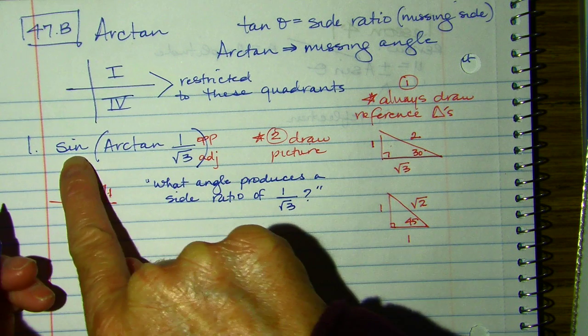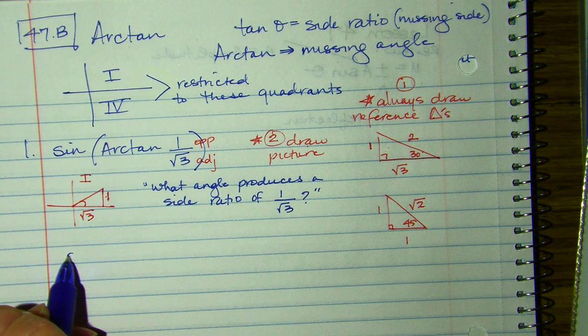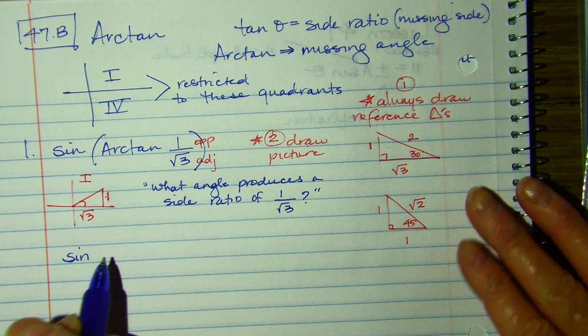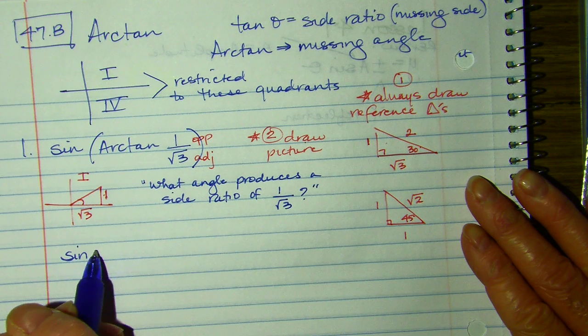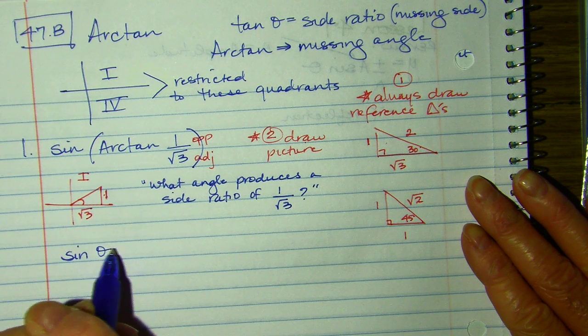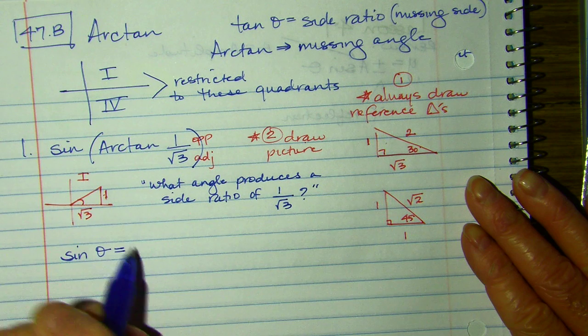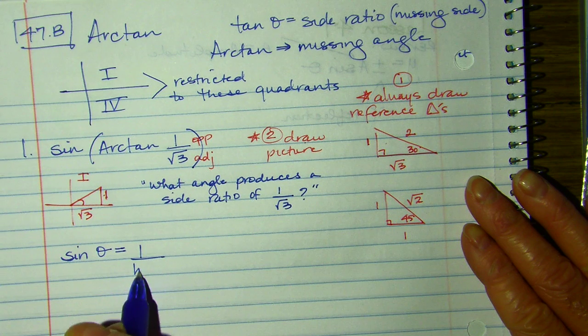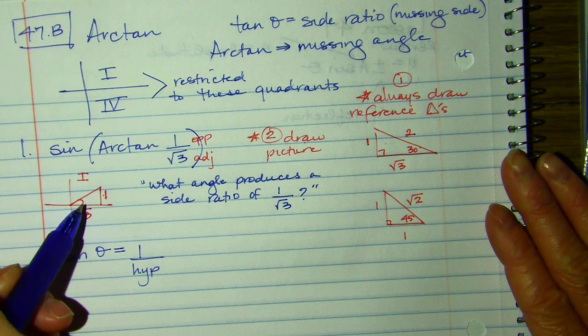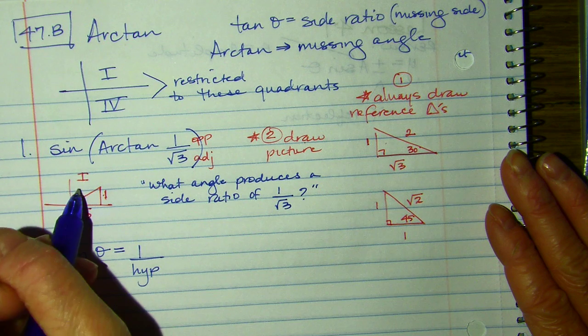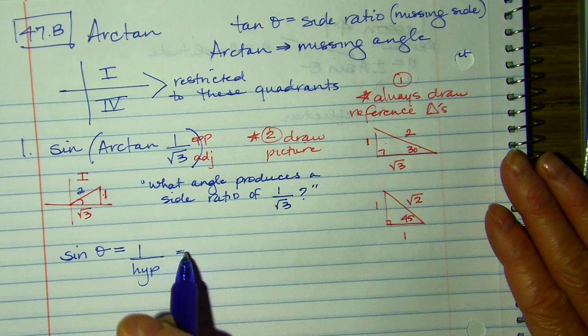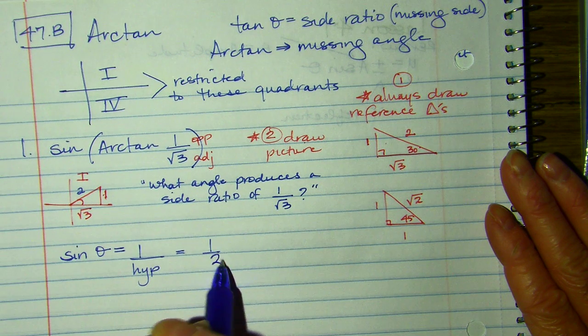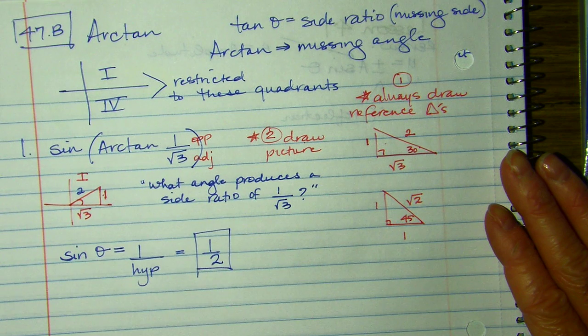But because I have the sine out here, it's asking us the sine of theta. I know sine is opposite, so 1, but I need the hypotenuse. So because this is a standard 30, 60, 90, I know the hypotenuse is 2. So it would be 1/2. Okay.